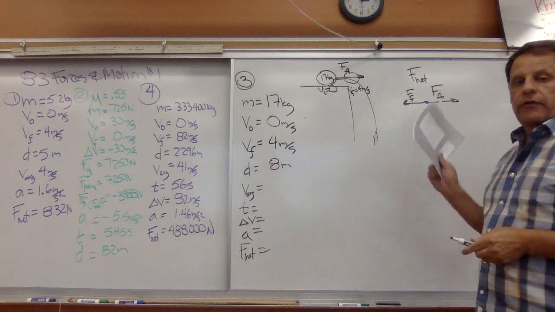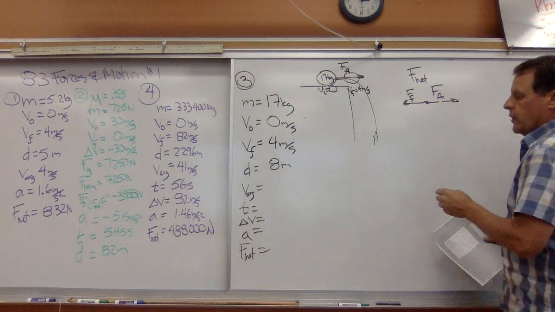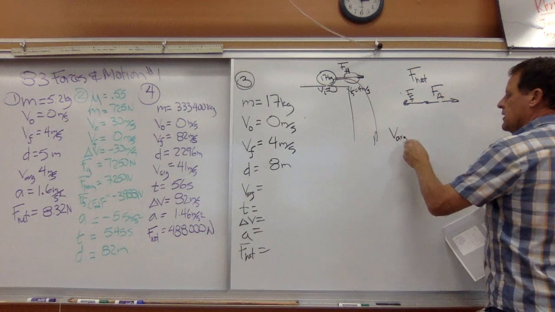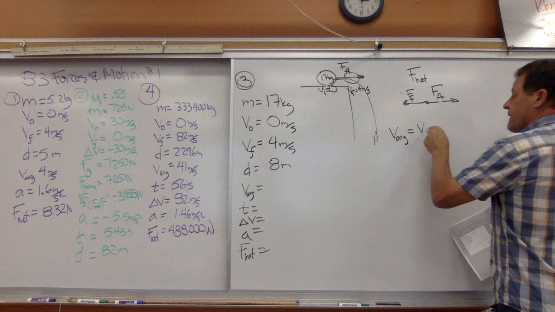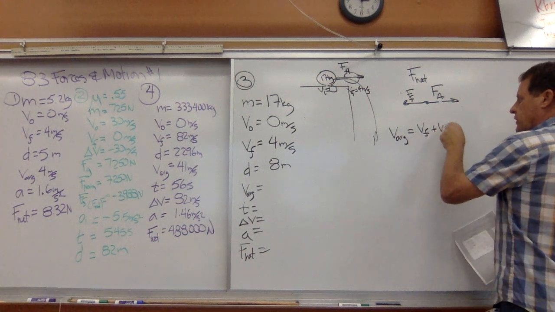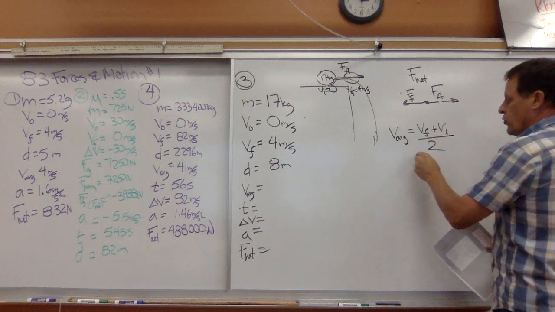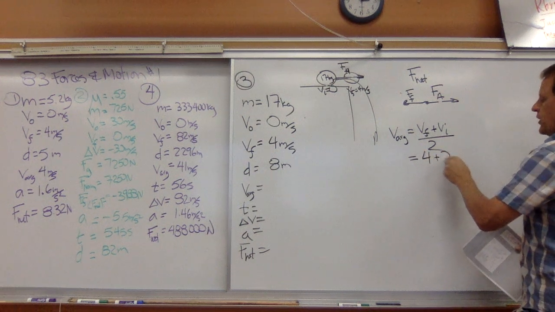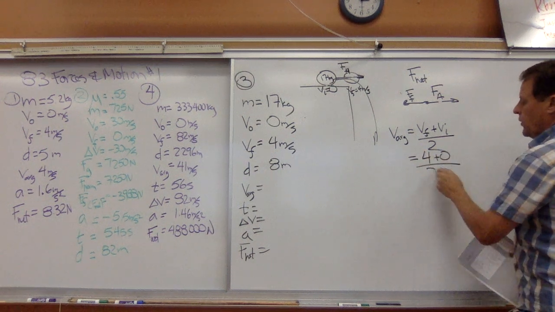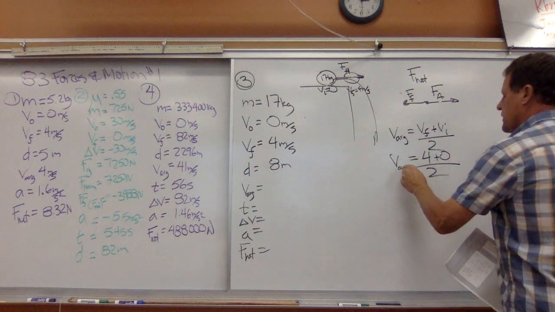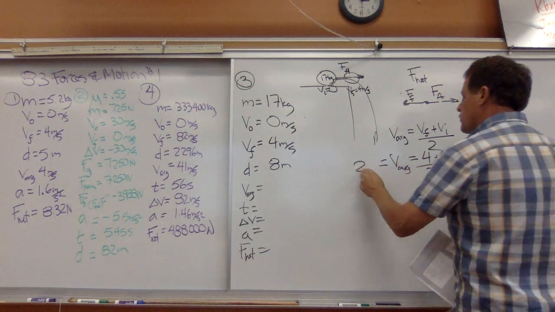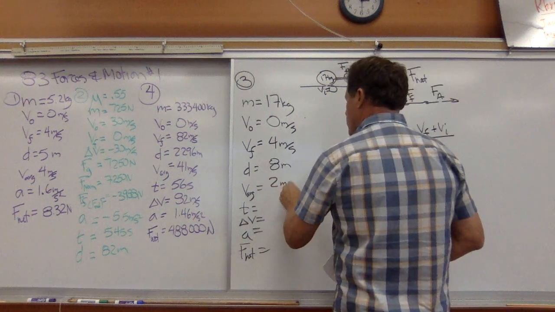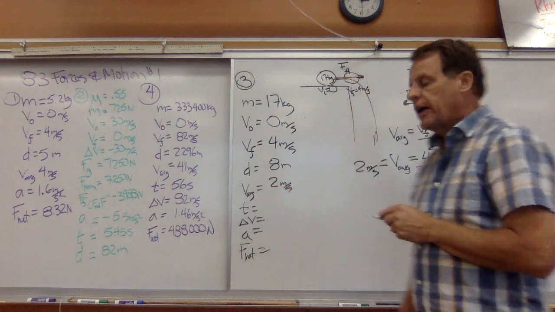In the first equation, we're going to have average velocity is equal to the final velocity plus the initial velocity, divided by 2. We know the final velocity is 4, and we know the initial velocity is 0. We divide by 2, and we get the average velocity of 2 meters per second.